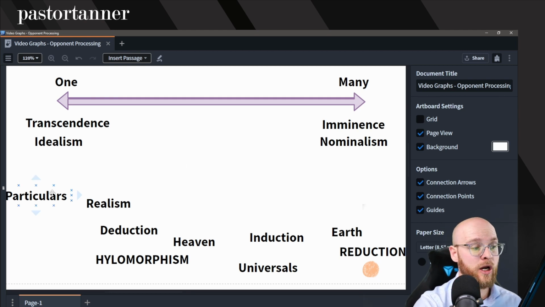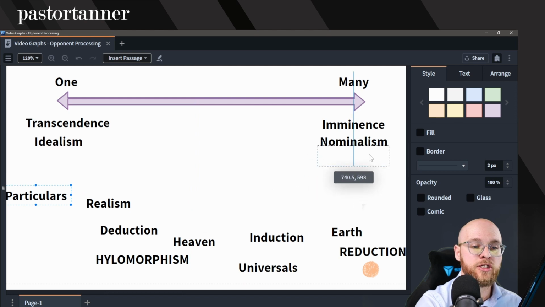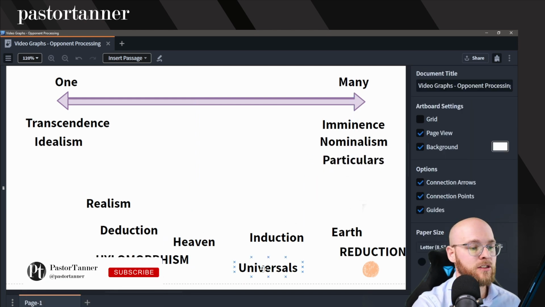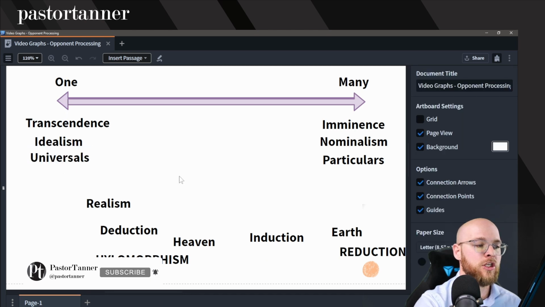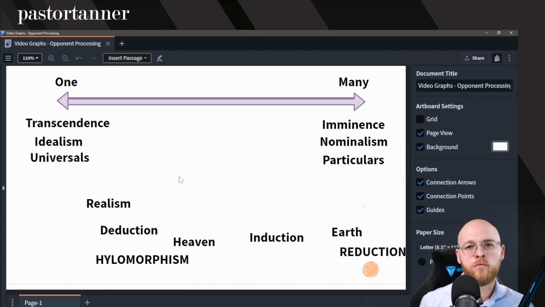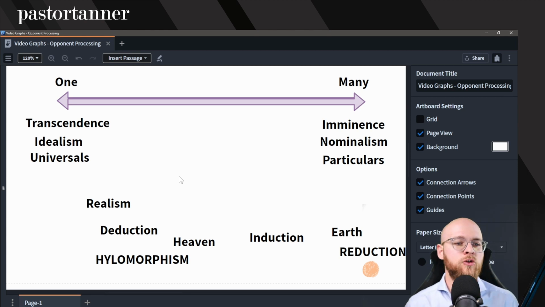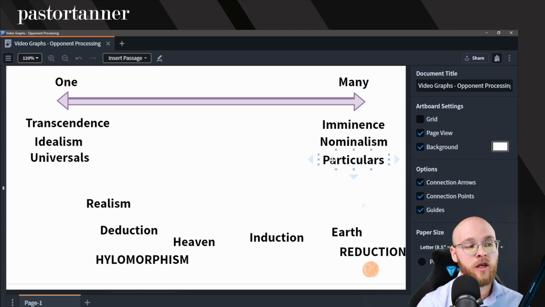Oh, speaking of which, let's go ahead and put that on here. The particulars are the many. We can go back to Plato and Aristotle and argue about the particulars versus the universals. Where's the realm of forms, and how does the realm of forms interact with us? Again, the problem of the one and the many. Some systems emphasize the particulars, and other systems emphasize the universals.